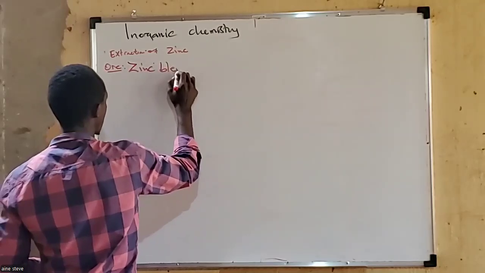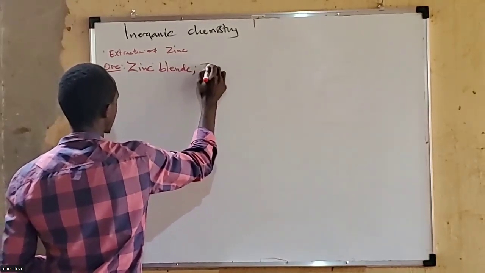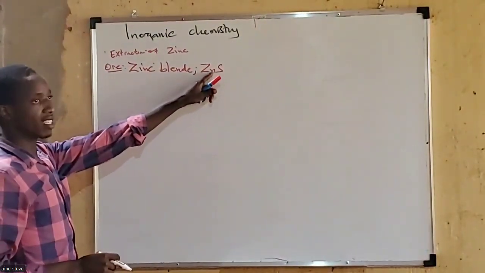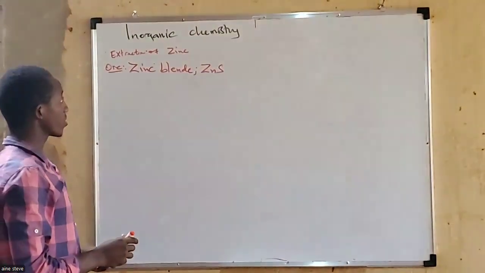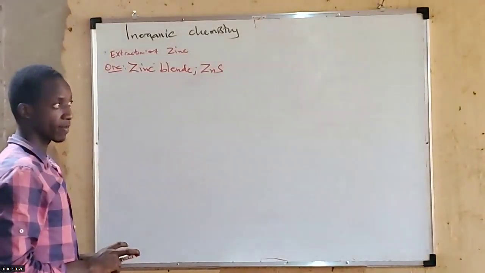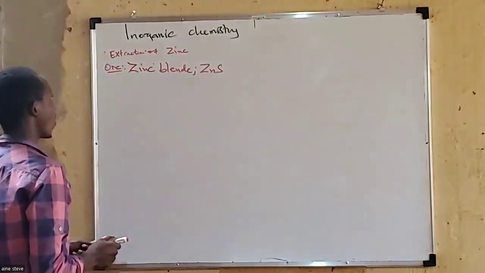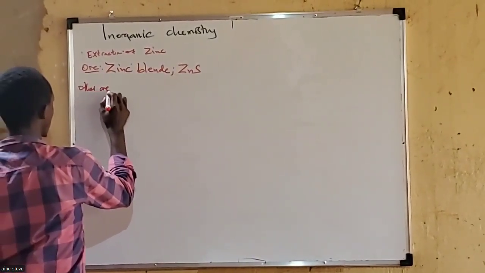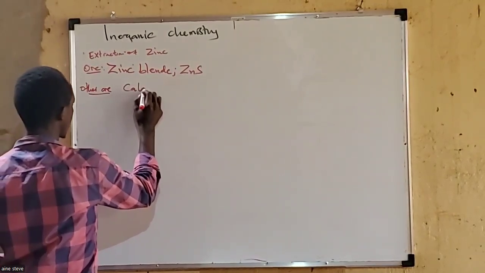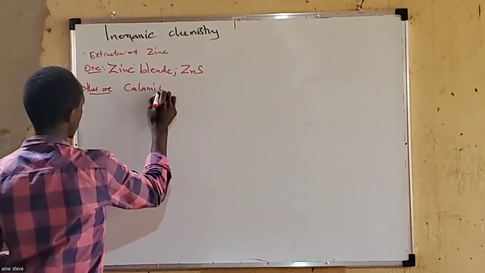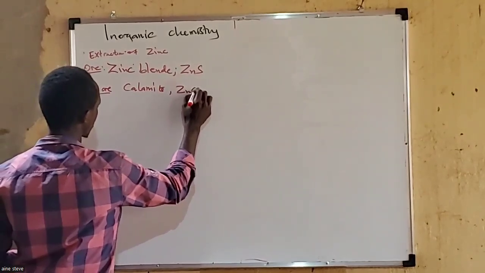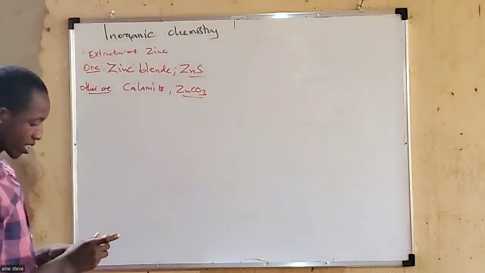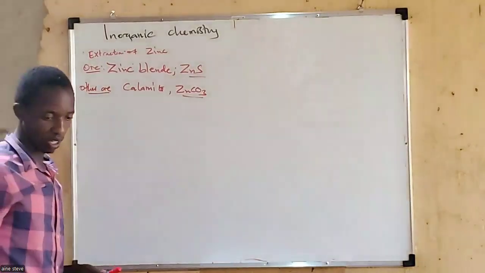Zinc blende, and its chemical formula is written as this. This is zinc sulfide, what we call zinc blende. Okay? There are other ores. There is calamine, which is the same as zinc carbonate. But this is the principal ore from which zinc is extracted.